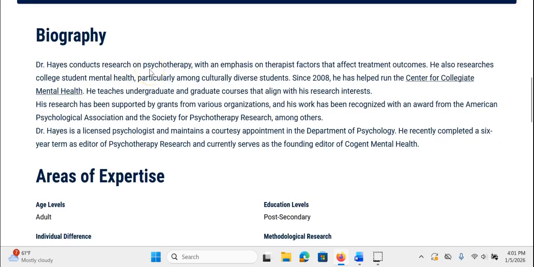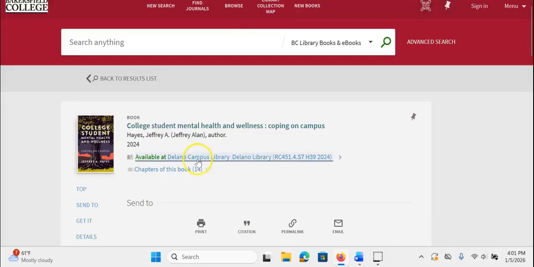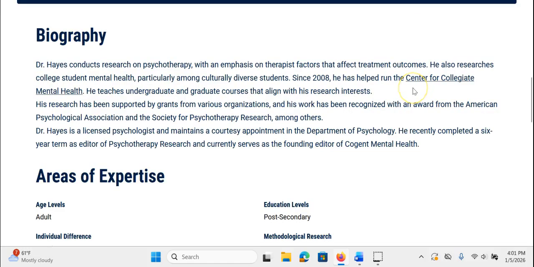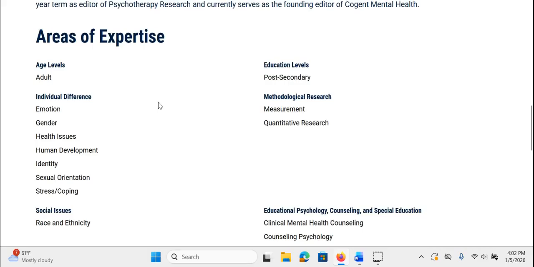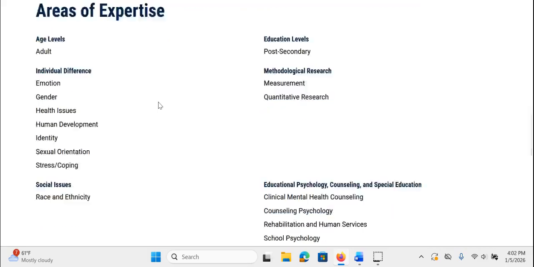It says he conducts research on psychotherapy with an emphasis on therapist factors that affect treatment outcomes. He also researches college student mental health, particularly among culturally diverse students. Since 2008, he has helped run the Center for Collegiate Mental Health. Oh my goodness. And our book is called College Student Mental Health and Wellness Coping on Campus. And he runs a whole institute or a whole center on that topic. And that's one of his main research interests. So that's amazing. It says he is a licensed psychologist. That's really important.